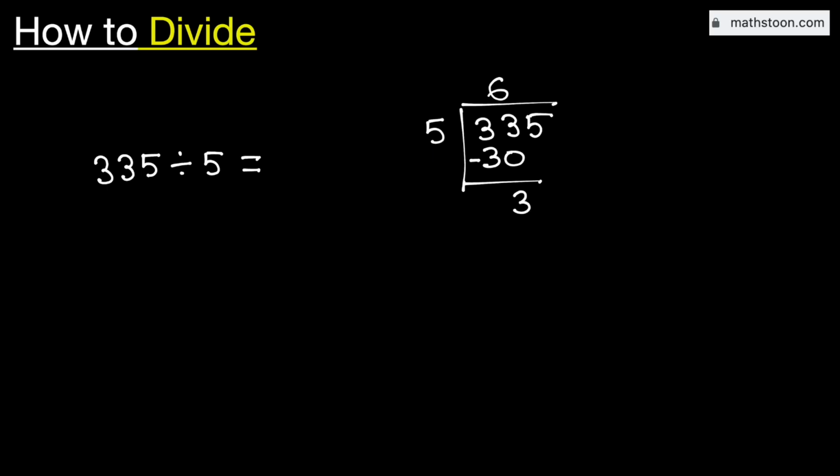That is why we need to bring down this number 5 here. Again we know that 5 times 7 is 35. Subtract, we get 0. As we have no number to bring down here and got the number 0, so we will stop. Therefore, 335 divided by 5 is equal to 67. And this is our final answer.